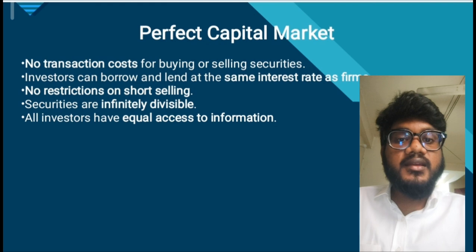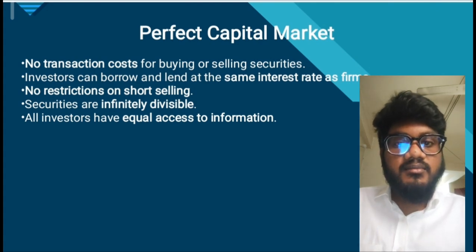Securities are infinitely divisible, and all investors have equal access to information. This assumption ensures fairness and efficiency in the market.